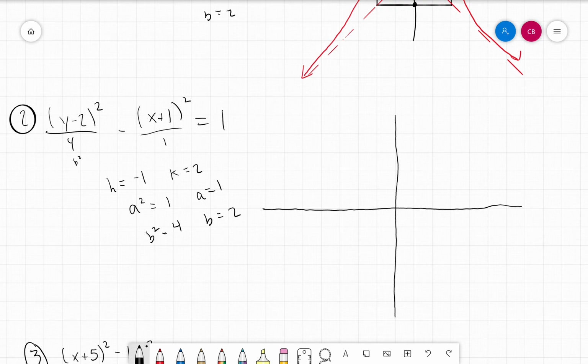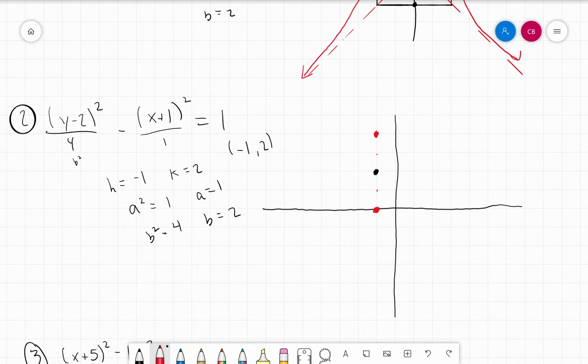We've got our center. The center is here at -1, 2. So we go to -1, up 2, and we put our dot. Our y value comes first, so our y is where our vertices will be. So we're going to go up 2, 1, 2. That's our vertex. Down 2, 1, 2.